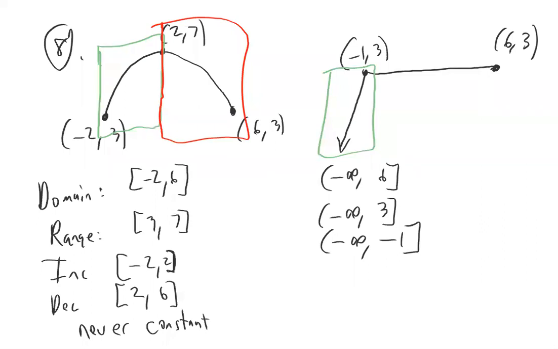And then what about decreasing? Is that function ever decreasing? No, it's never decreasing. How about constant? Yes, it is constant. It's flat. So it's constant from x equals -1 through x equals 6. So that's that one.